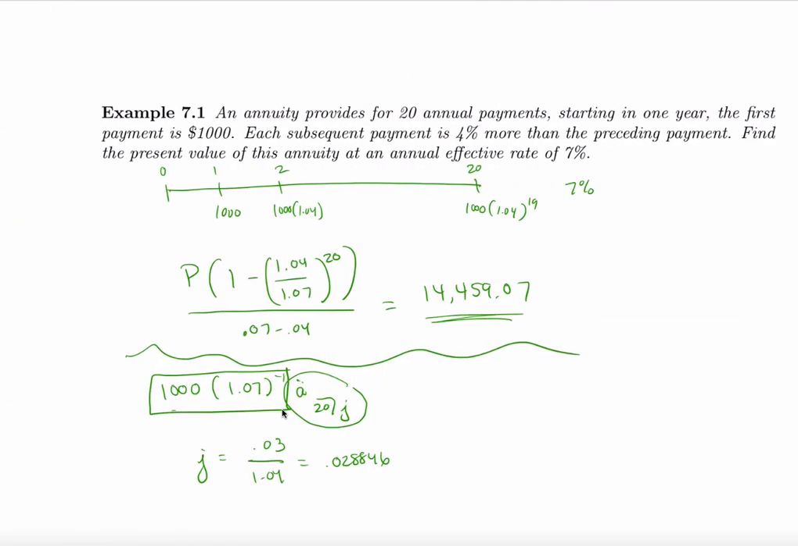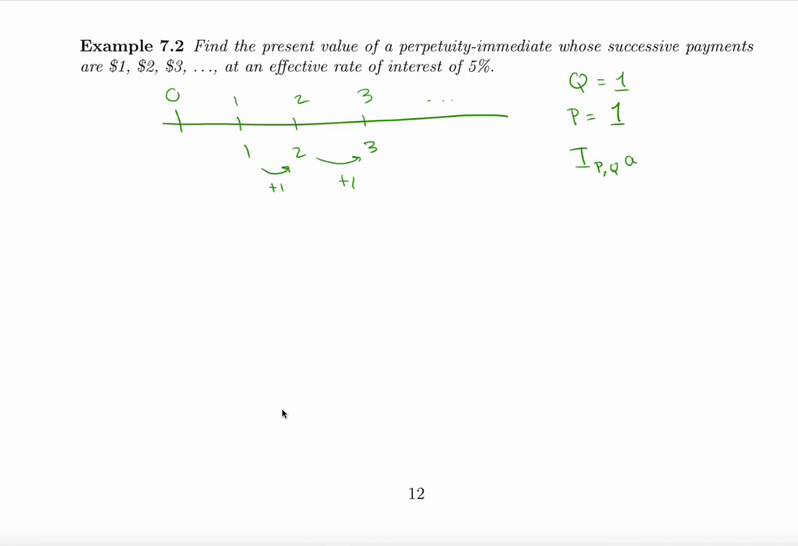Alright, so let's look at an example. Find the present value of a perpetuity immediate whose successive payments are 1, 2, 3, and so on. So we're adding 1 each time. Our Q is 1, if we're thinking about the formula, and our P is also 1. So because it's a perpetuity immediate, we know it's 1 over i plus 1 over 0.05 squared, and we'll get 420. So that's pretty quick if you know that formula.